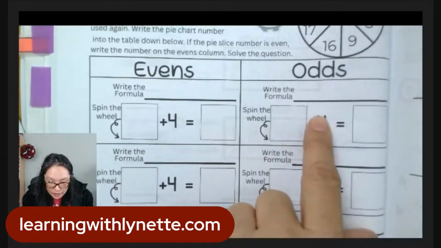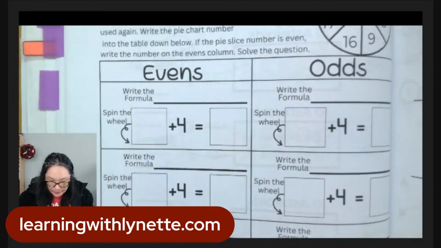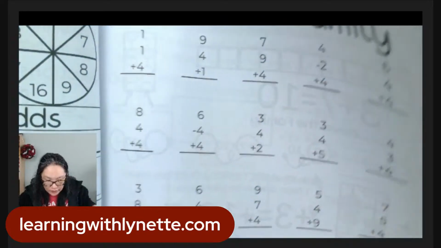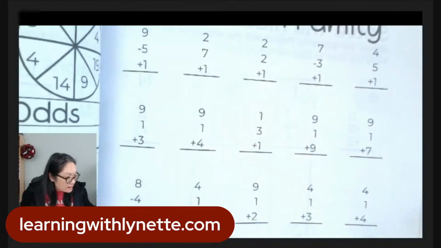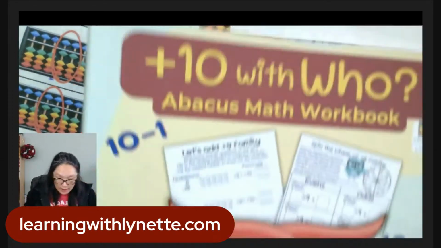And then here is where you start to do your adding and subtracting. But this is just a little overview of how to make a 10. And so thank you very much for asking.